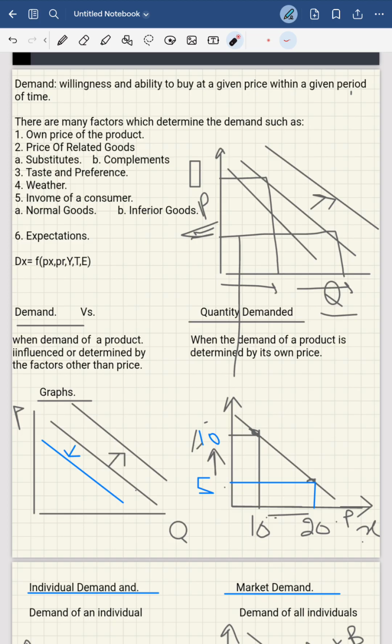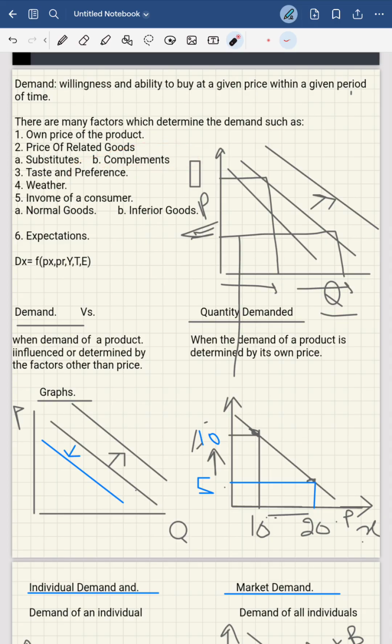Substitute means I can replace my chocolate demand with that chocolate demand. Like tea and coffee. When the price of tea rises, we shift our demand to coffee. When the price of coffee rises, we shift our demand to tea.